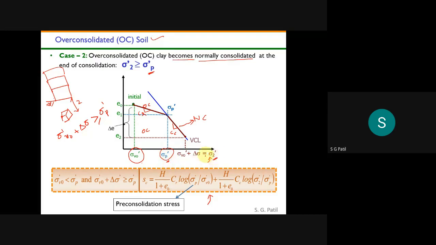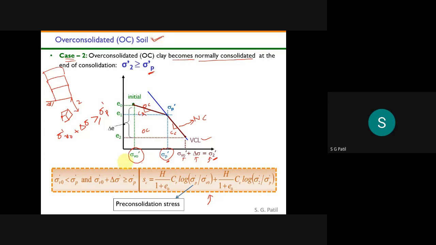What is sigma 2 dash? Sigma 2 dash is the combination of my initial vertical stress plus the stress due to the construction of my structure. Due to that, I am now entering into the NC region, that is the virgin compression line. So I have to use the combination of both CR and CC. So this is case number 2 in OC soil.